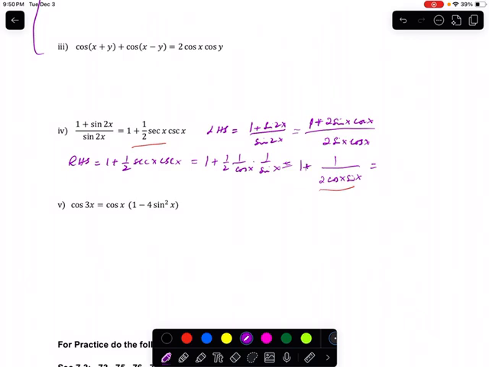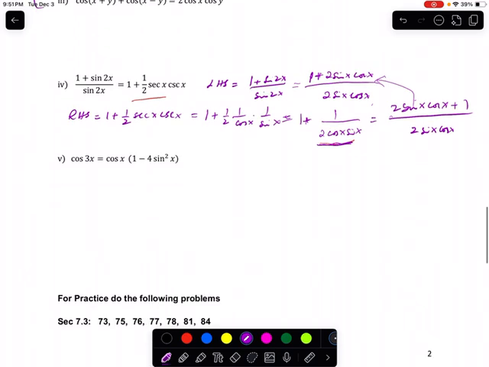One is to keep this thing as it is, 2 cosine x sine x, and then take the common denominator, 2 sine x cosine x. So I get 2 sine x cosine x plus 1, which is the same thing that we have here. So we say left hand side and right hand side are equal. So we are done.